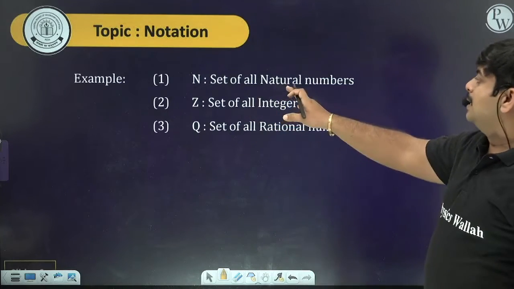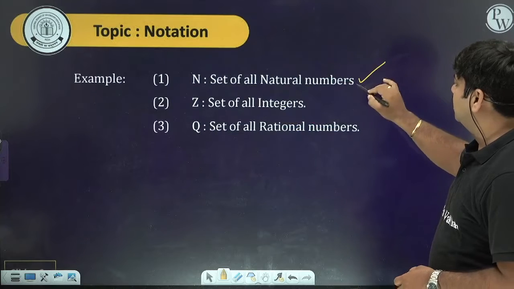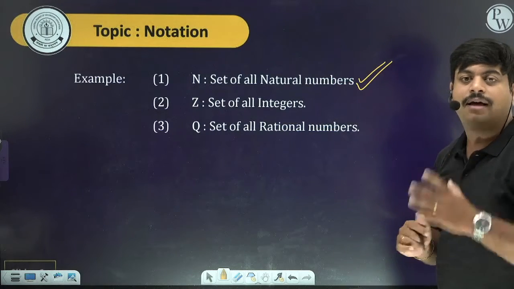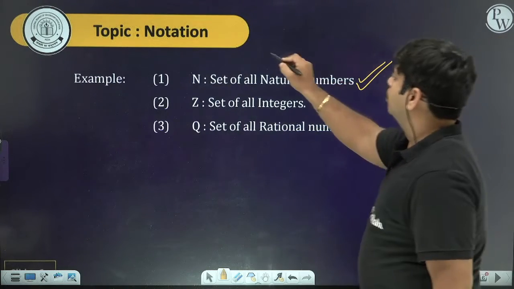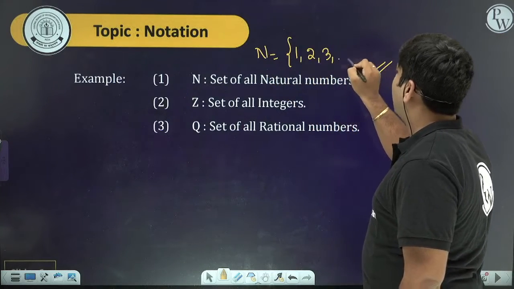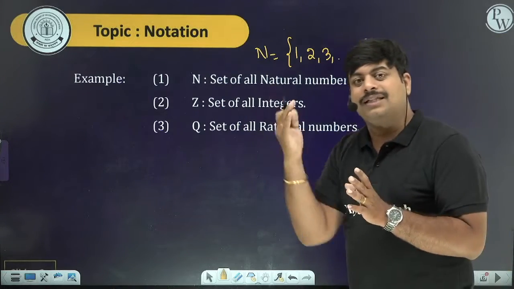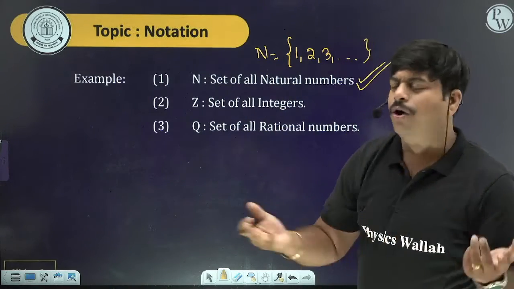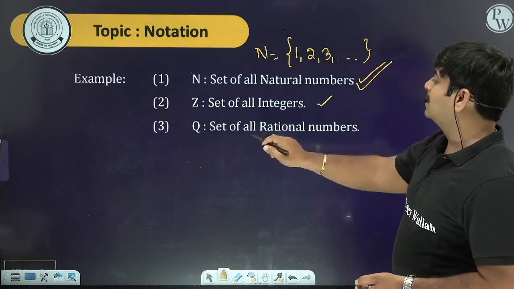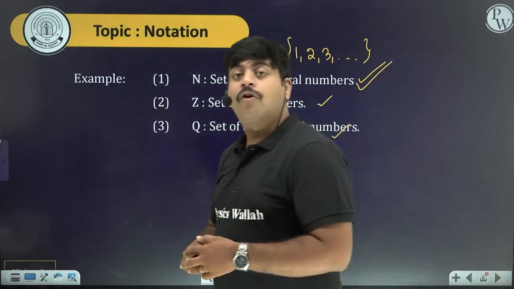The set of all natural numbers, the same example I gave you before, is a well-defined collection of objects. So N is equal to all the natural numbers 1, 2, 3 and so on. Z is the set of all integers: 0, 1, 2, 3 as well as negative, minus 1, minus 2, minus 3. All these are integers. And Q is the set of all rational numbers.